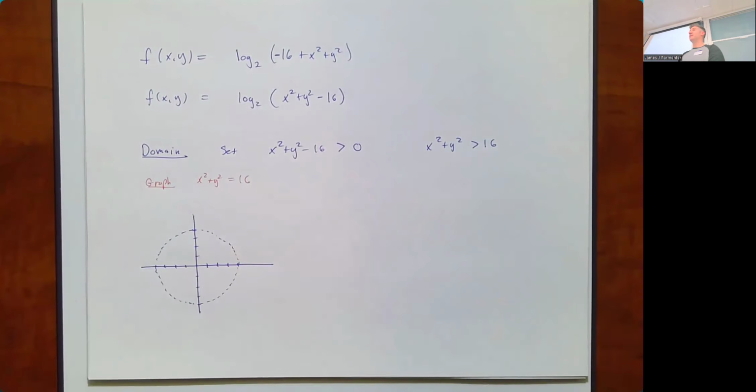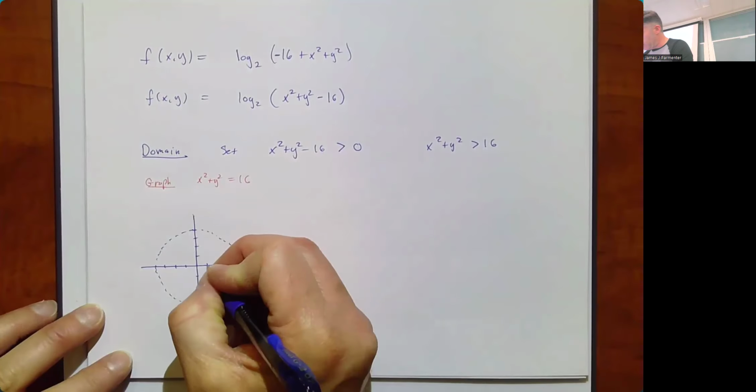So that boundary is not included in my domain. But one side of this boundary certainly is. Is it the inside or is it the outside? Well, the way we do this again is we test a point. So let's test the same point.